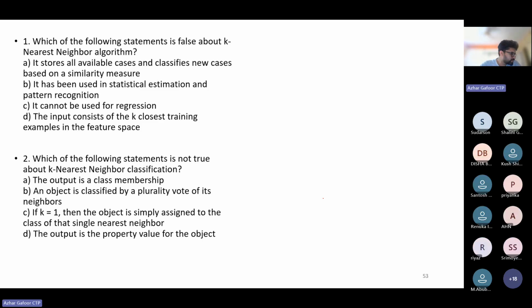And for the second question, which of the following statements is not true about KNN and classification?